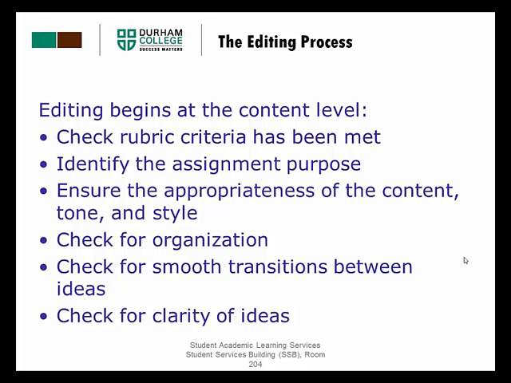Now I'd like to look at the editing process. So when you sit down to edit a paper, if it's an assignment of some kind, an essay or report, you want to begin at the content level. This is where you check your rubric to make sure that you've met all the criteria. You identify the purpose of the assignment, make sure that you have the appropriate content and tone and style. Check your organization. Does the way you've organized the information make sense? Will it make sense to the reader? Check for smooth transitions between your ideas and make sure that your ideas are clear for the reader.